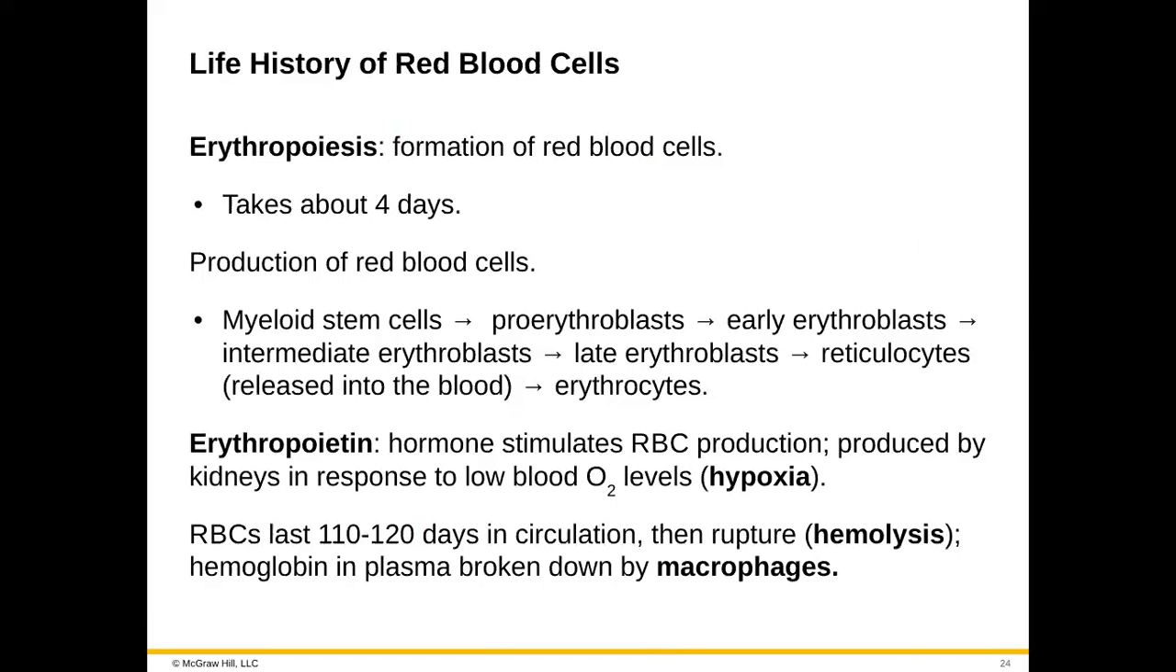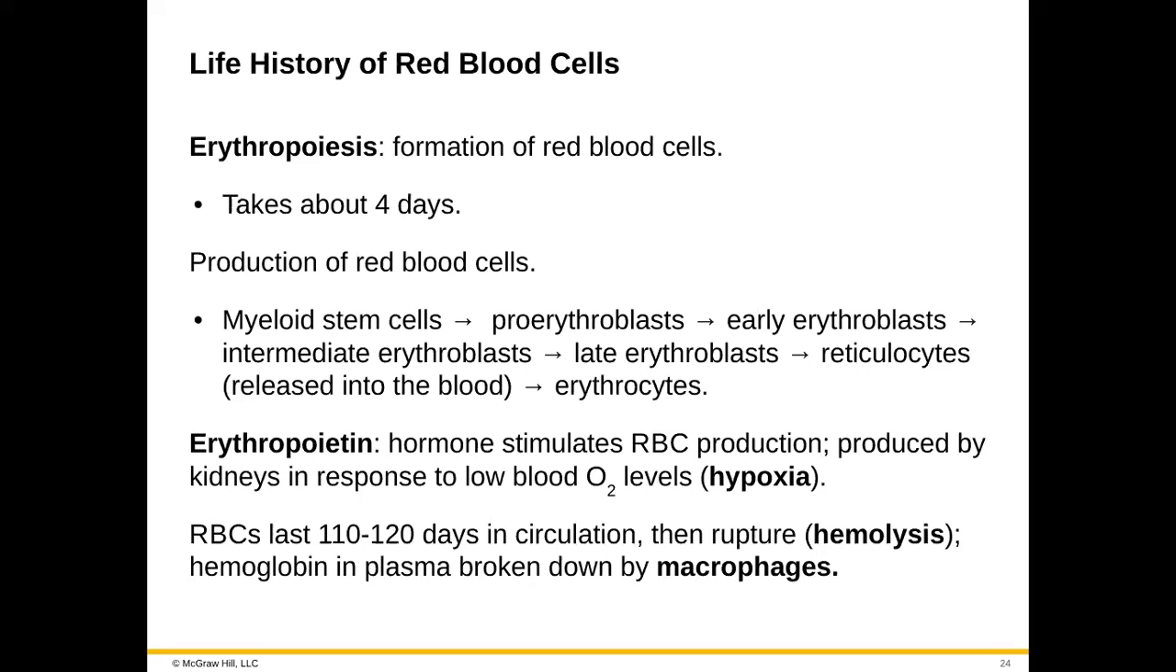So talking about red blood cells and their progression throughout their lifespan, we have to create them, which is erythropoiesis. This is the formation of red blood cells. We talked about hematopoiesis, which is forming the formed elements. Erythropoiesis is strictly the formation of RBCs, and this typically will take 3 to 4 days, depending.